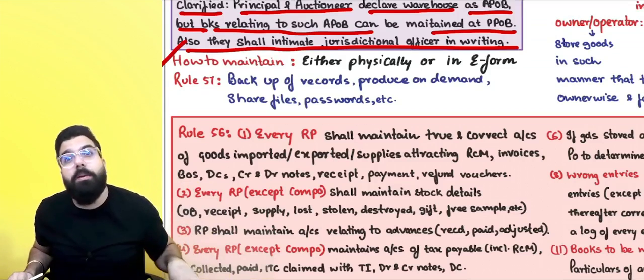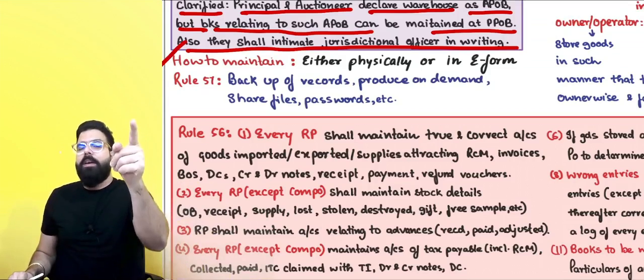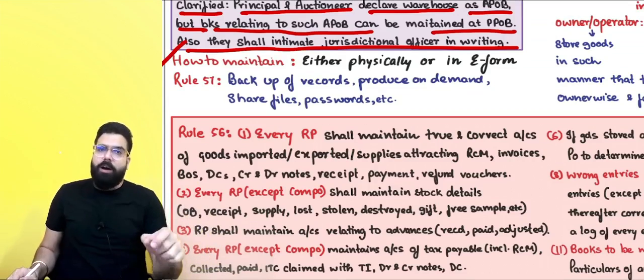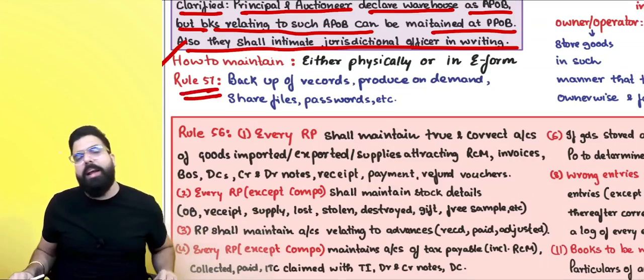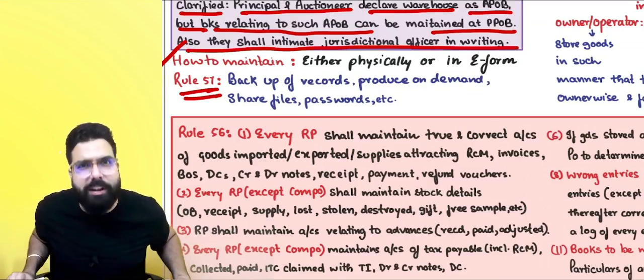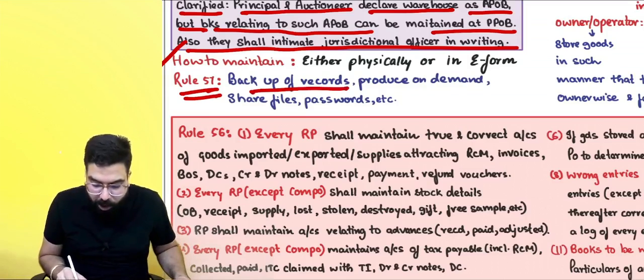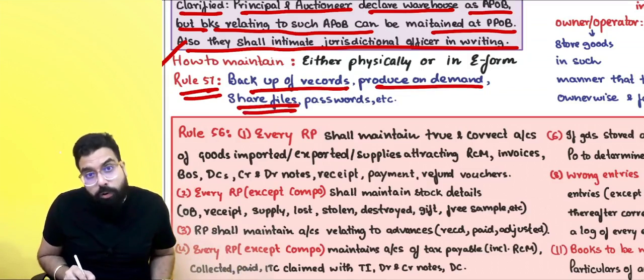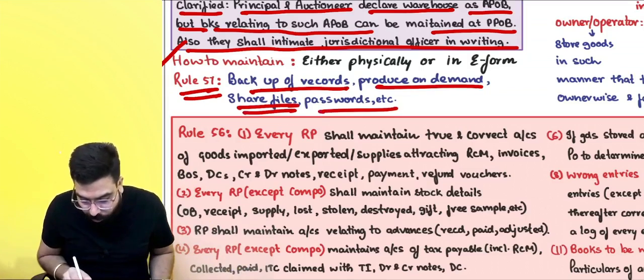Sir, how do I have to go ahead and maintain my accounts? Always remember, you can maintain accounts physically or in electronic form also, but if you are maintaining electronic form, my rule number 57 says, please take backup of records, produce it on demand. Then you should share the file to the proper officer if he is asking, and also the password.